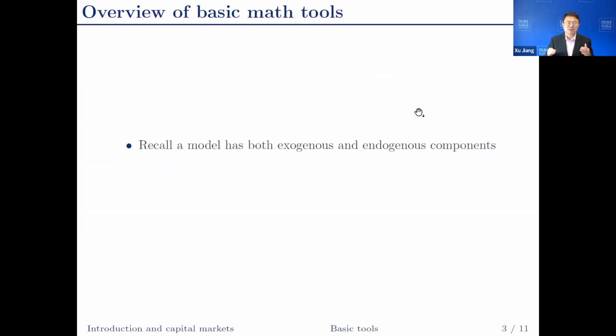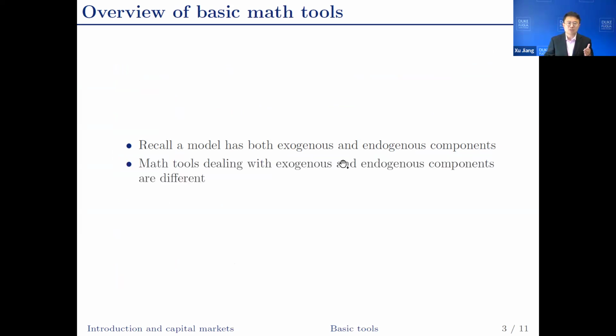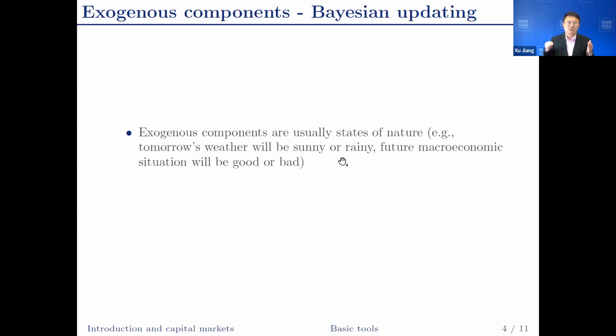Recall from Lesson 1 that a model has both exogenous and endogenous components, and it's very important to differentiate between those two types of components. One reason is that the math tools dealing with those components are going to be different. Let's first look at exogenous components. Exogenous components are not choices of any players of the model. They're usually some exogenous states of nature.